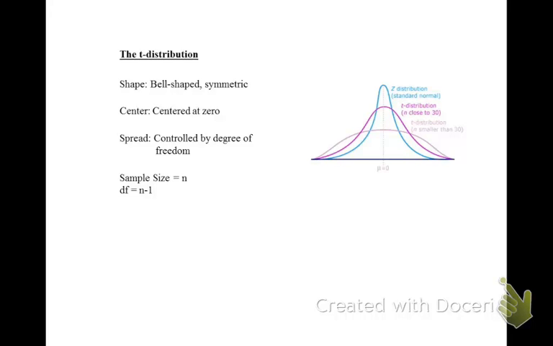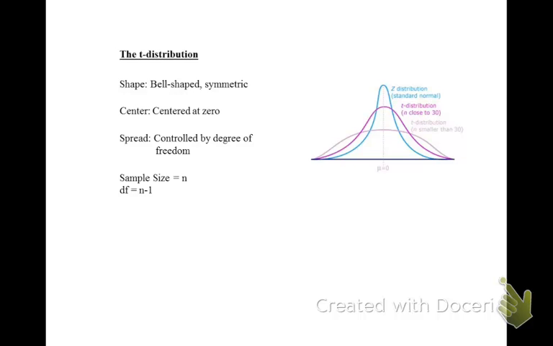I'm going to introduce you to a new distribution. This distribution is called the t-distribution. The t-distribution is bell-shaped and symmetric. The center is at 0, which you can see right here, mu equals 0. And the spread is controlled by what we call the degrees of freedom.